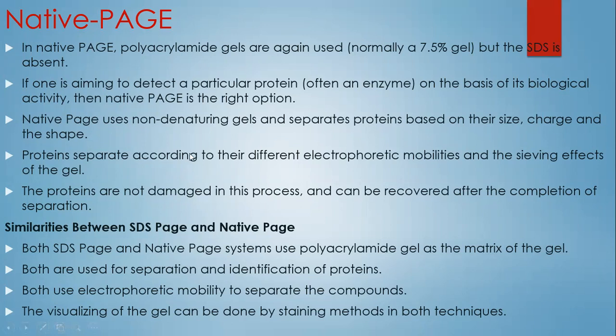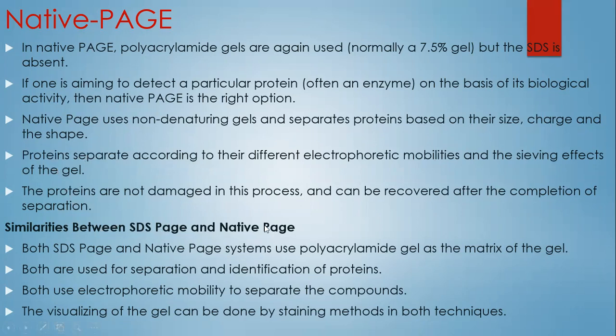Native PAGE uses non-denatured gels and separates proteins based on their size, charge, and shape. Proteins separate according to their different electrophoretic mobilities and the sieving effects on the gel. The proteins are not damaged in the process and can be recovered after the completion of separation. So this is the advantage of native PAGE.